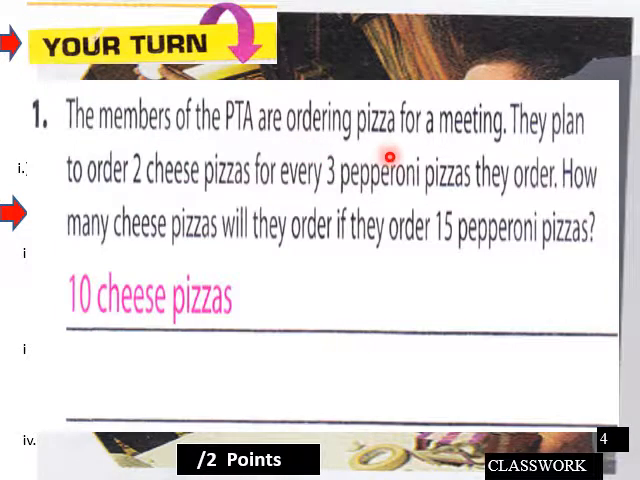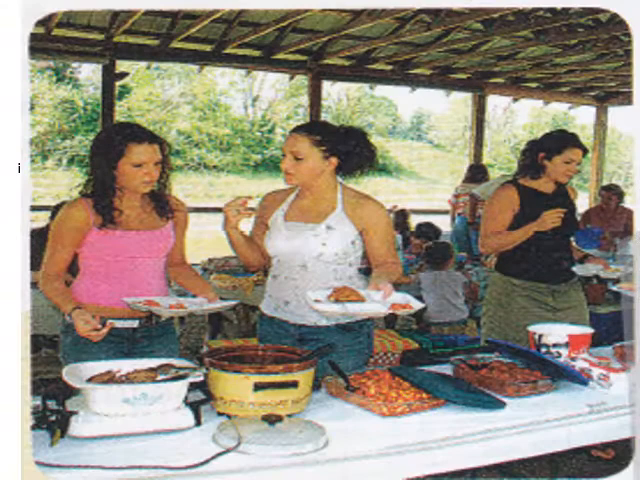The members of the PTA are ordering pizza for a meeting. They plan to order 2 cheese pizzas for every 3 pepperoni pizzas they order. How many cheese pizzas will they order if they order 15 pepperonis? So they get 2 cheeses for every 3 pepperonis. How many 3s are there in 15? There's 5, right? So we multiply 5 times 2 and we get 10 cheese pizzas for 15 pepperoni. That'd be an example there of using proportions to solve this.